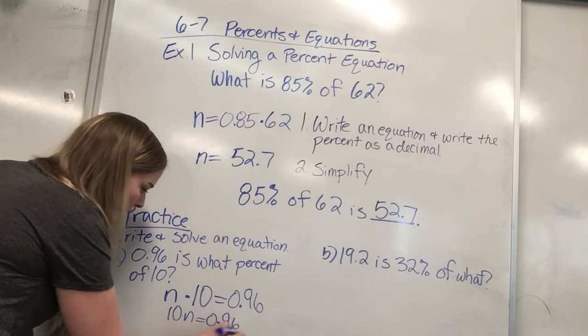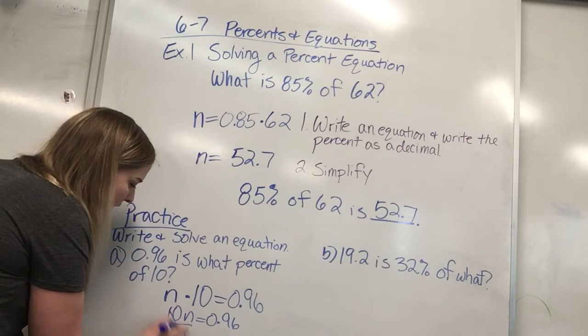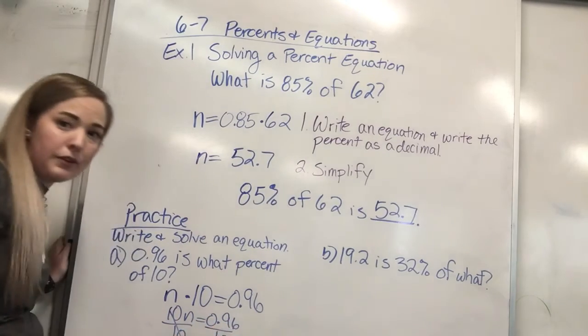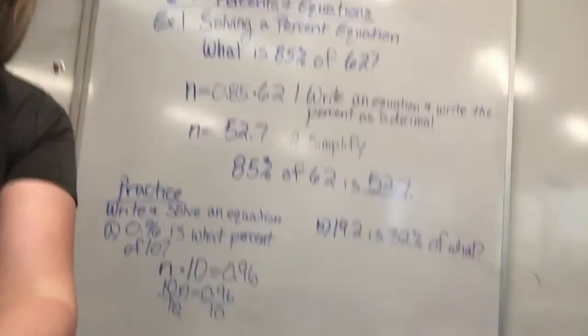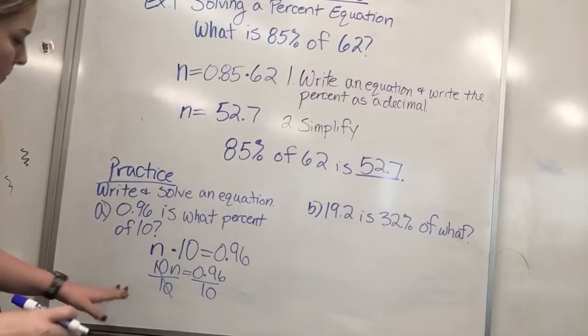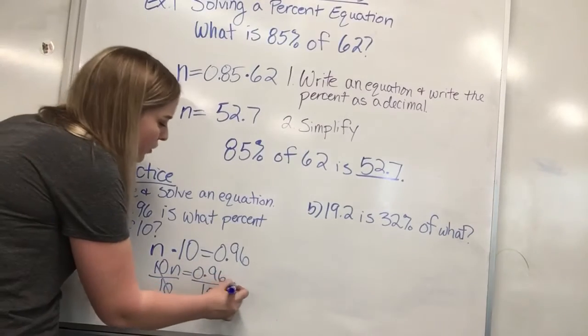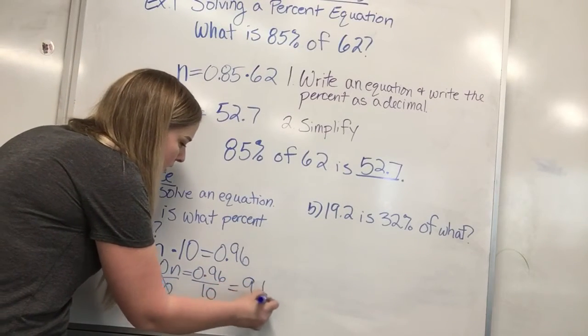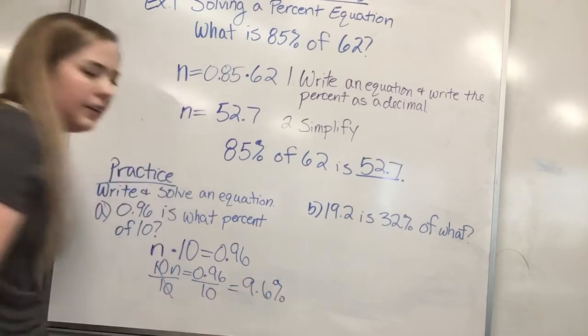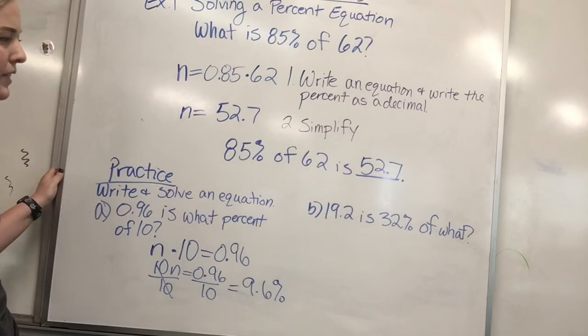In order to get our variable by itself, what we've been doing, divide by 10, divide by 10. Hopefully we can see that a little bit. I'm going to lower this. Sorry, guys. And your ultimate answer should be 9.6%. Okay, 9.6%.